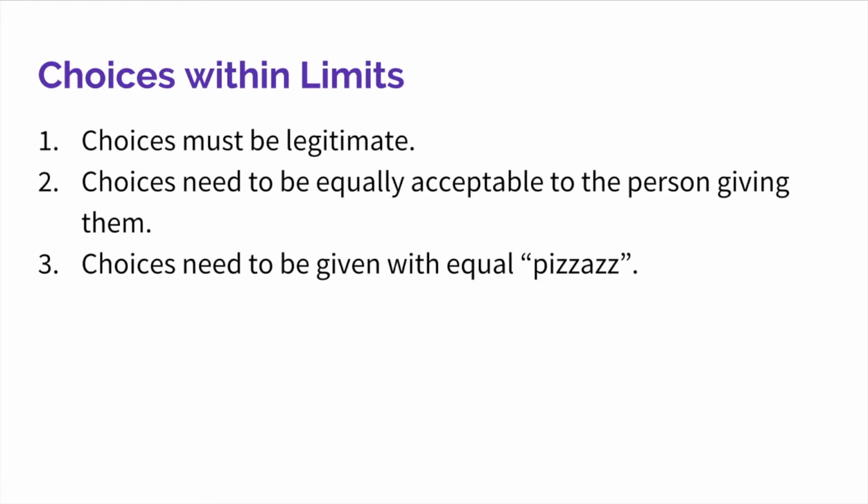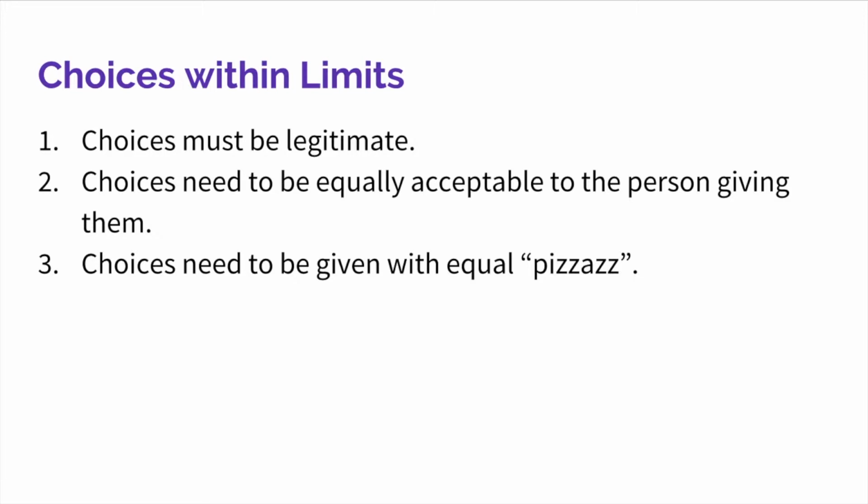The three rules for the choices must be: they must be legitimate, the choices need to be equally acceptable to the person giving them, and the third one, the choices need to be given with equal pizzazz. When I say choices must be legitimate, that means both options must hold the same weight in the eyes of the student. An example would be if you told the students, do you want to do 15 problems for homework or only 2 problems? Obviously, the students are going to go with the second option of only doing 2 problems.